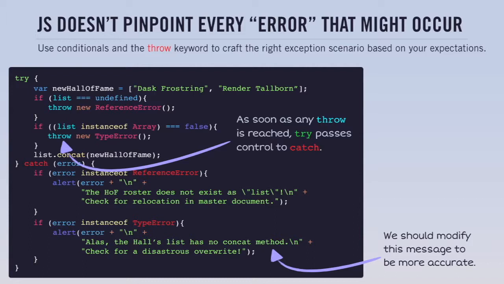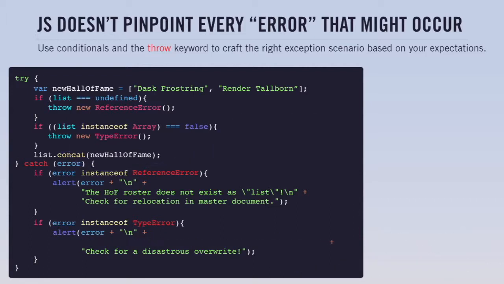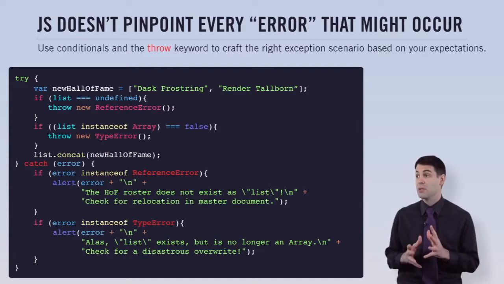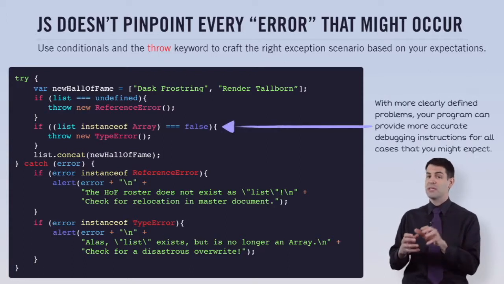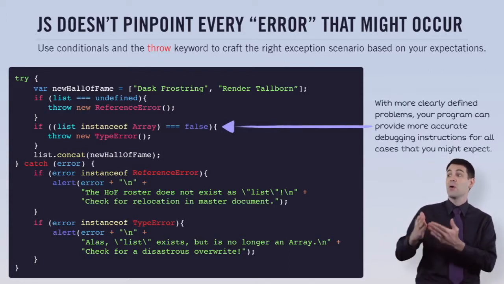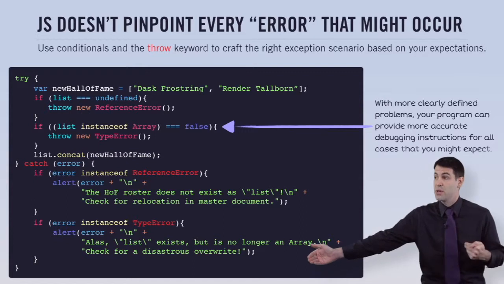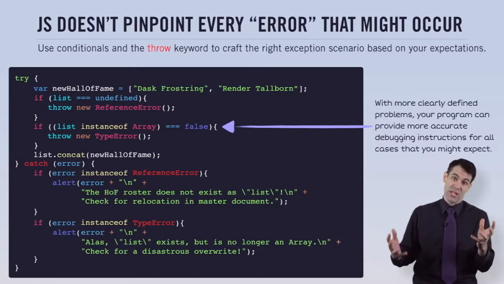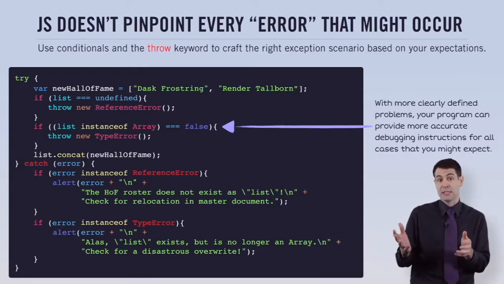So now, if our Hall of Fame list was in fact a string for whatever reason, then we would get an error message that says, alas, list exists, but you know what? It's no longer an array, so please go and check to see in your debugging if somehow it got overwritten somewhere. It's important to note that it is our more clearly defined problem that has allowed us to have more accurate debugging instructions for all of the cases that we could conceivably expect in this case.